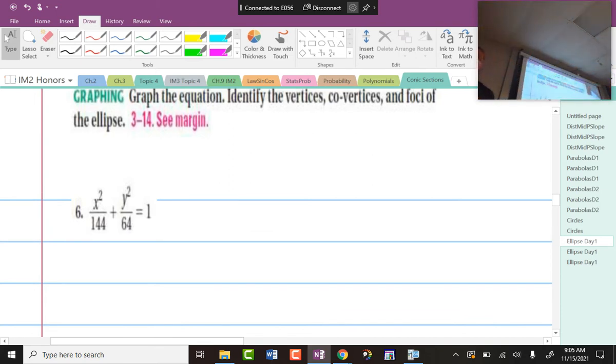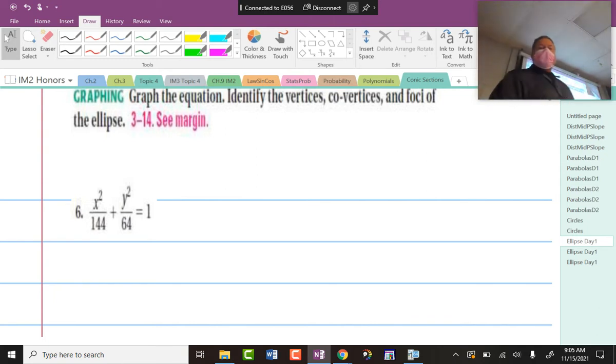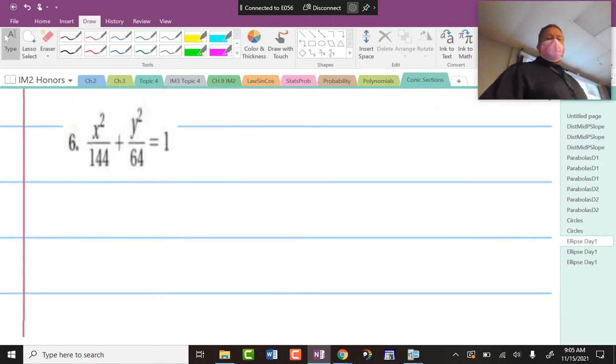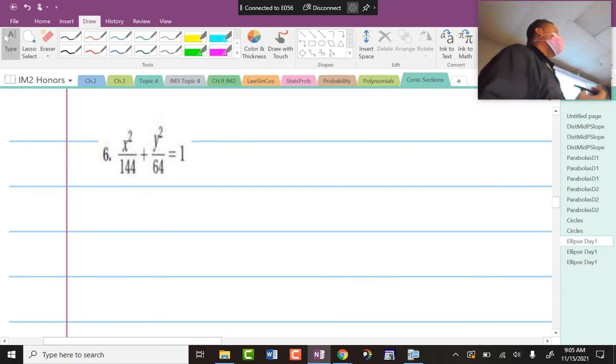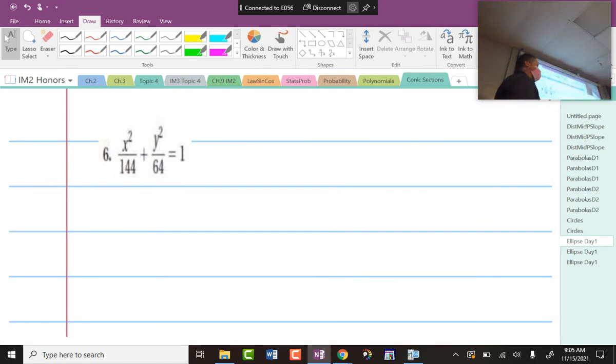So here we go. Now I hope you can see how this is close to an equation of a circle, but wait a minute. I always have an r squared here, right? But graph the equation, identify vertices, co-vertices, and foci. It's actually going to be very simple. I wish I could zoom in on this a little further. And I bet you half of you will already be able to answer this.